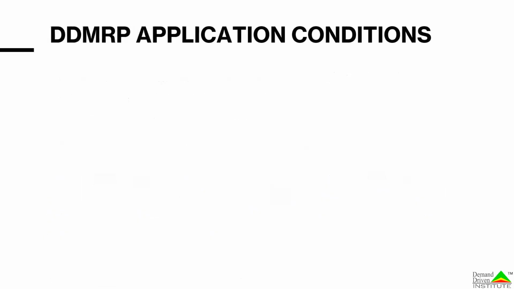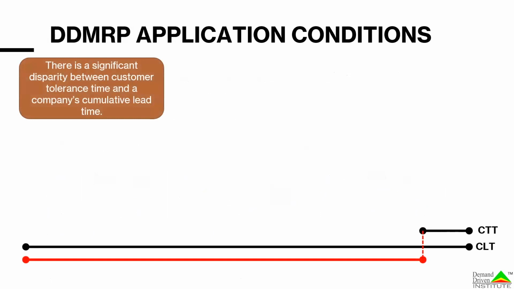What are the application conditions for DDMRP? We have to understand something about the nature of the world we live in now. It is this. There is a significant disparity between what is called customer tolerance time and what is called cumulative lead time. And that is what we call the make-to-order gap. This is reality.